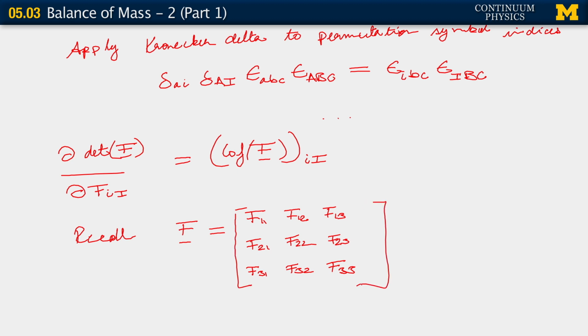Now, the 1,1 component of the cofactor of F is what you may call, using your linear algebra notation or your high school notation of determinant, the determinant of that submatrix.